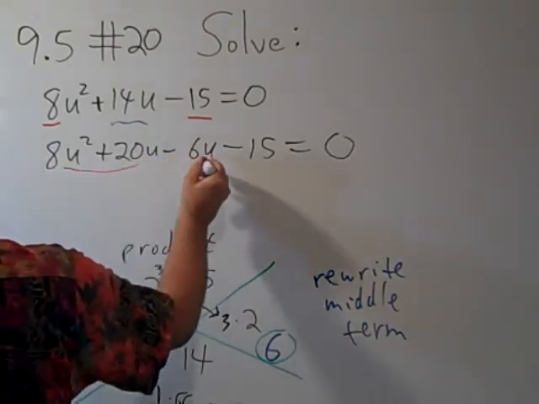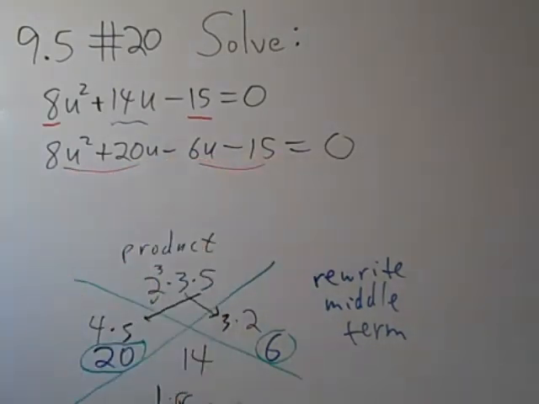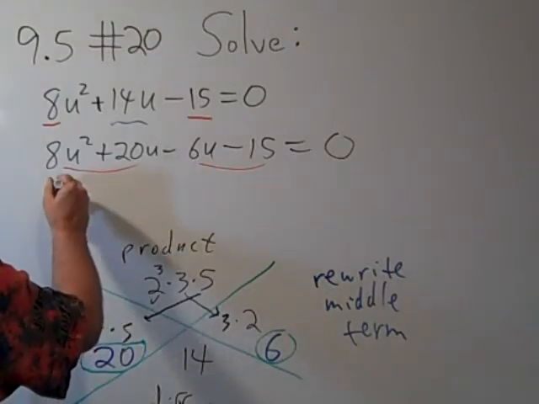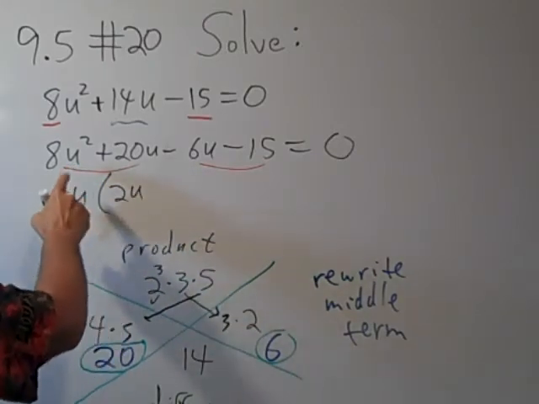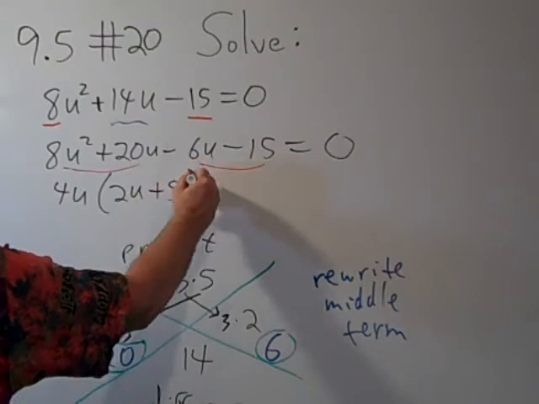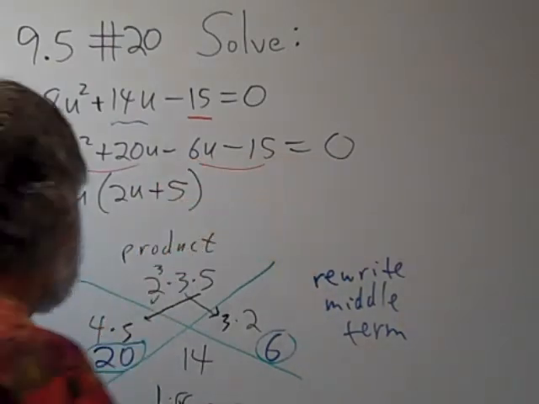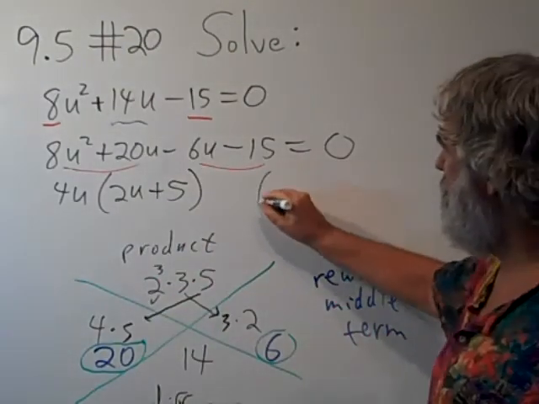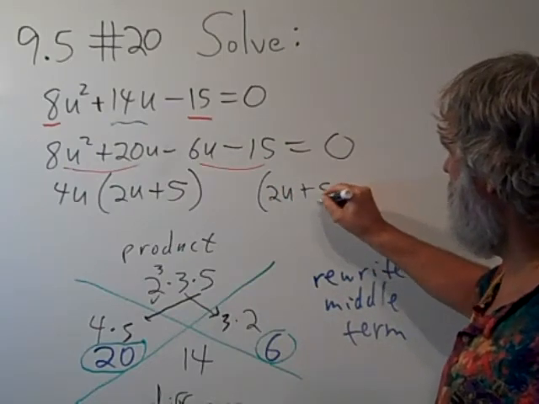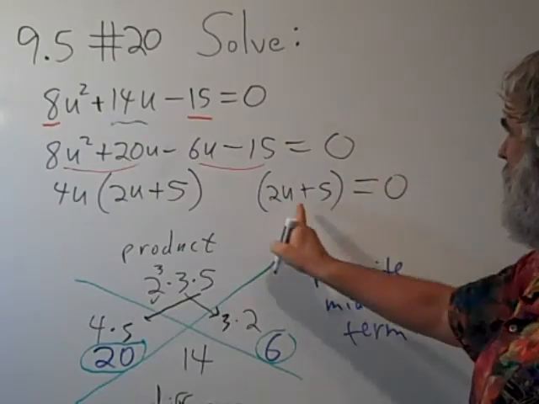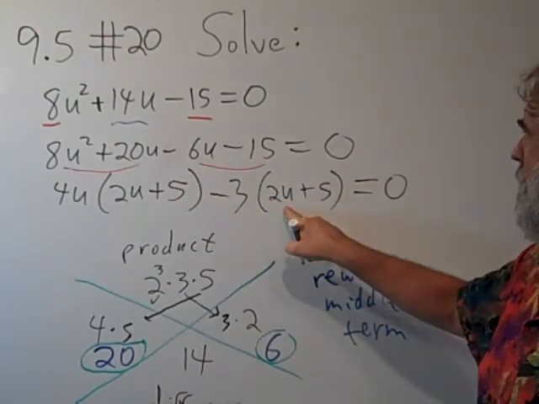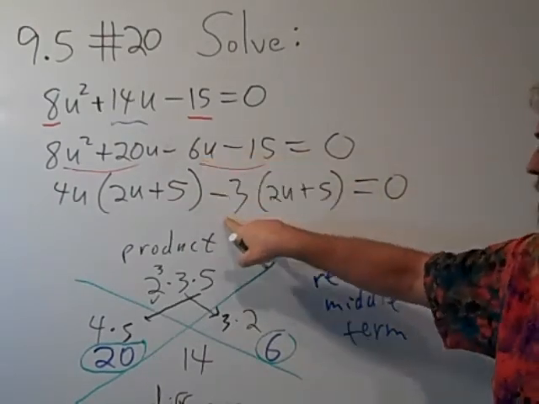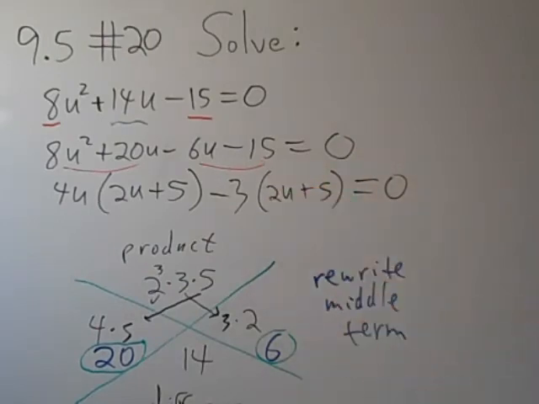So the first two terms and the second two terms will factor separately. We can factor out a 4u from the first two terms. 4u times 2u is 8u squared, and 4u times 5 is 20u. So we know that over here we're also going to have a 2u plus 5. And what had to be factored out is a negative 3 times 2 is 6. So negative 3 times 2u is negative 6u. Negative 3 times positive 5 is negative 15.